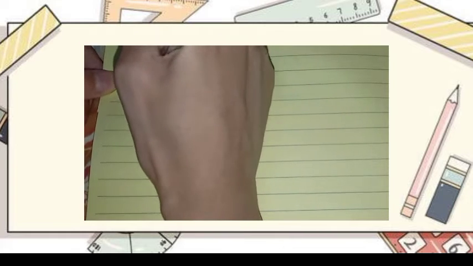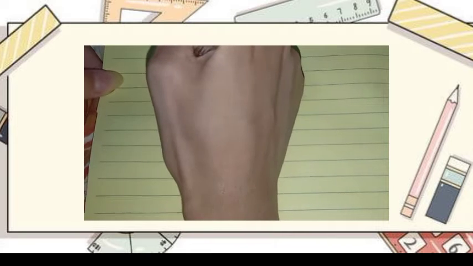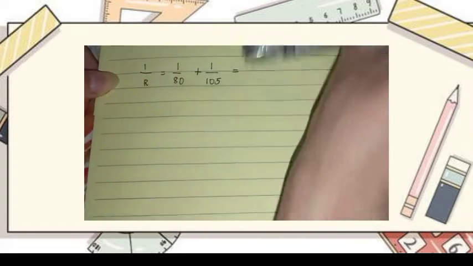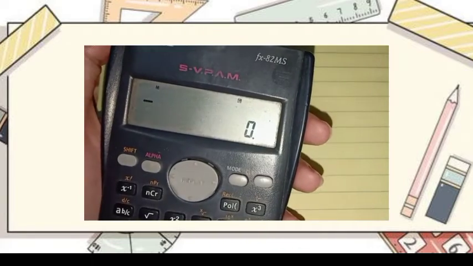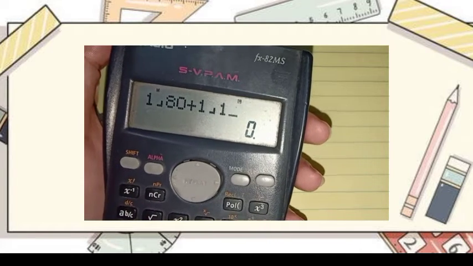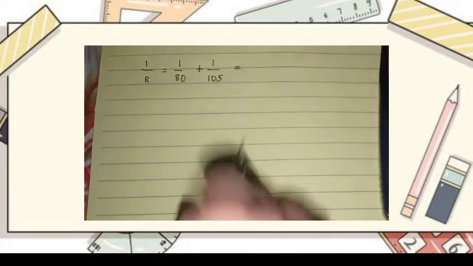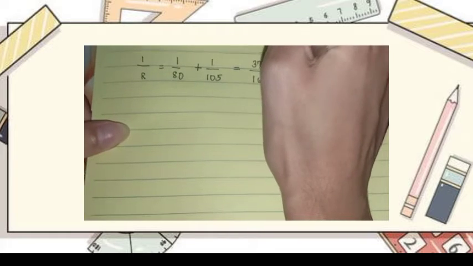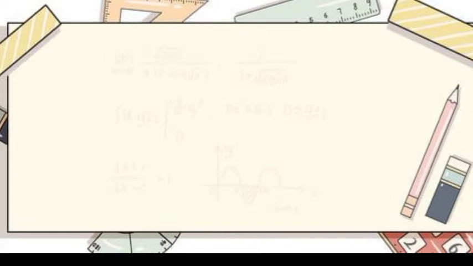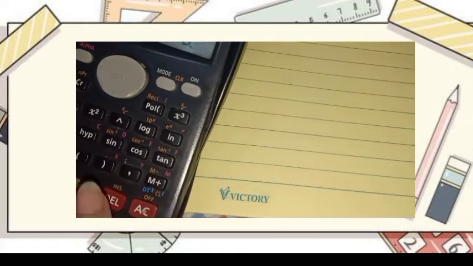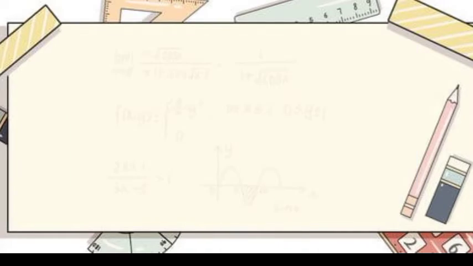Let's proceed to solution. First, we need to substitute the given R to our formula, and that becomes 1 over R equals 1 over 80 plus 1 over 105. If we calculate it in a scientific calculator, the answer is 37 over 1680. To get the 45.4054, we have to reverse the 37 over 1680.